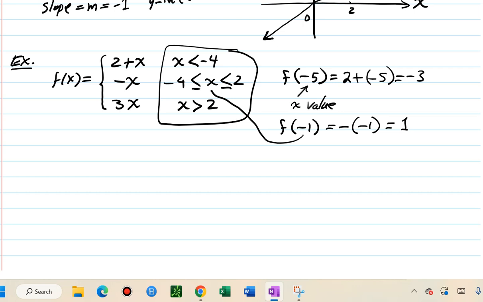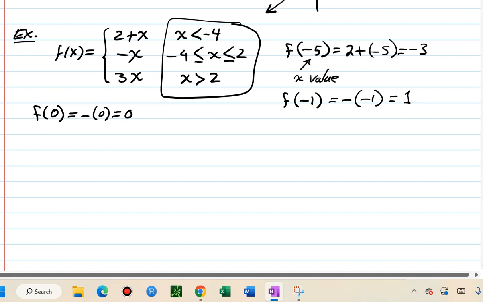And let's take a look at, for instance, now, what about f at 0? Well, f at 0 greater than 2? Nope. 0 is between negative 4 and 2. True. So it's going to be negative of 0, which of course 0 doesn't have a sign. Positive, negative, 0 are the same, and there we have it.